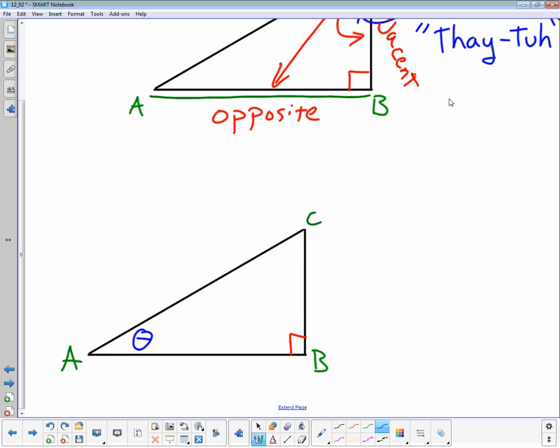Now, let's imagine you're standing at this angle. That's where you are right now. Who's opposite now? CB on the other side, BC, CB, same thing. This guy is now opposite. And who's adjacent? AB. So it depends upon where you're standing.